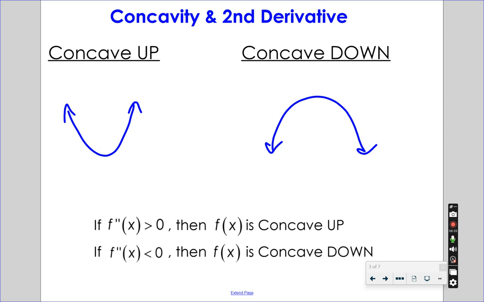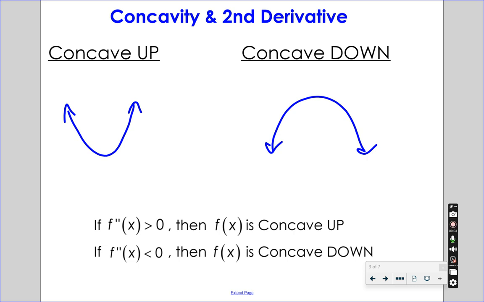Last year in pre-calc, you guys visually looked at a graph and determined where it was concave up or concave down. You might have been given a list of points to choose from. Where do you think it's changing concavity? Now we're going to actually algebraically solve for those values. If the second derivative is greater than 0, the function is concave up. If the second derivative is less than 0, the function is concave down.